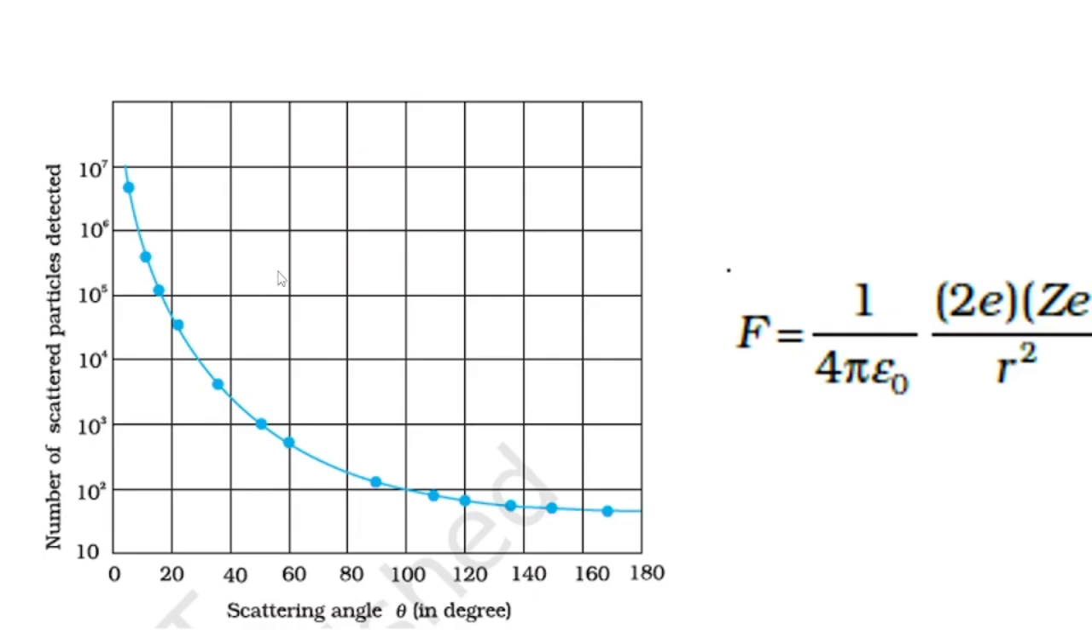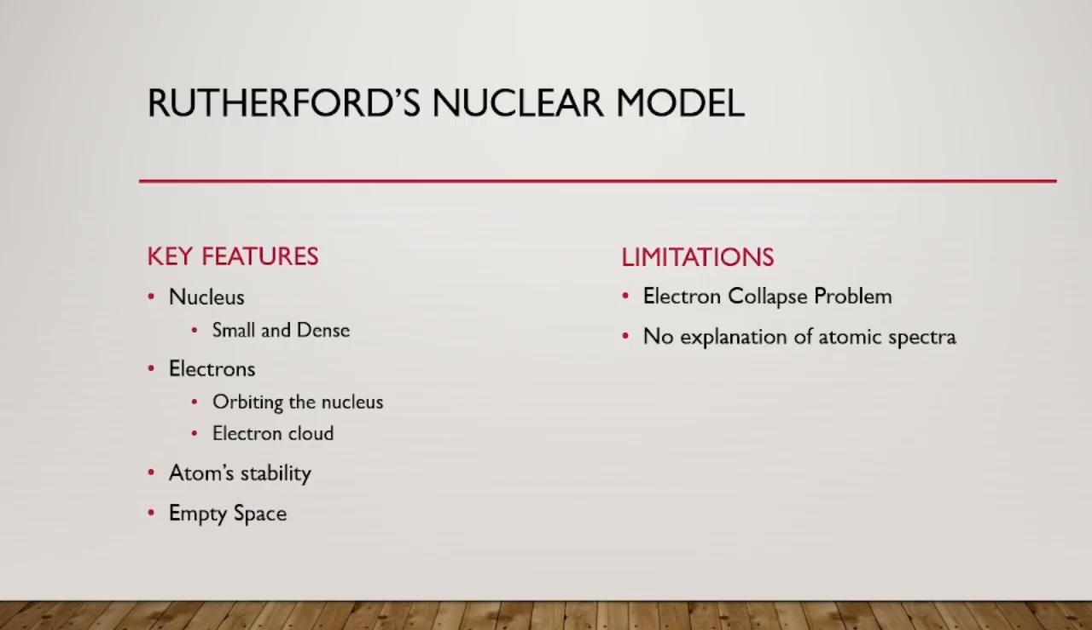And hence Rutherford suggested a new nuclear model, that is called Rutherford's nuclear model. The key features of Rutherford's nuclear model is, one is the nucleus, which is very small and dense, because this nucleus occupies a small fraction of the atom's volume. When you compare the volume of an atom with respect to the volume of a nucleus, it's almost 10,000 times greater.